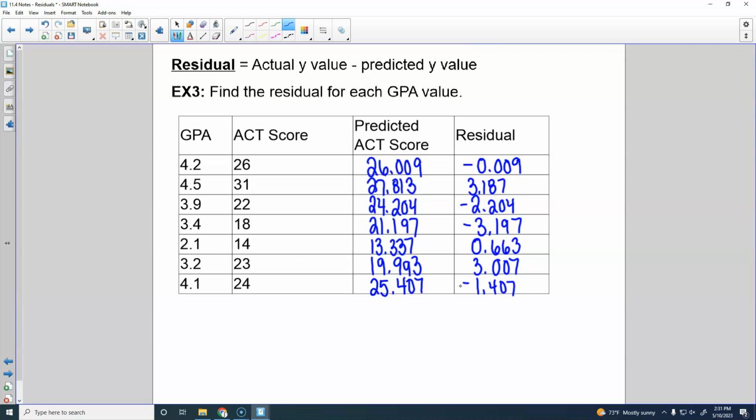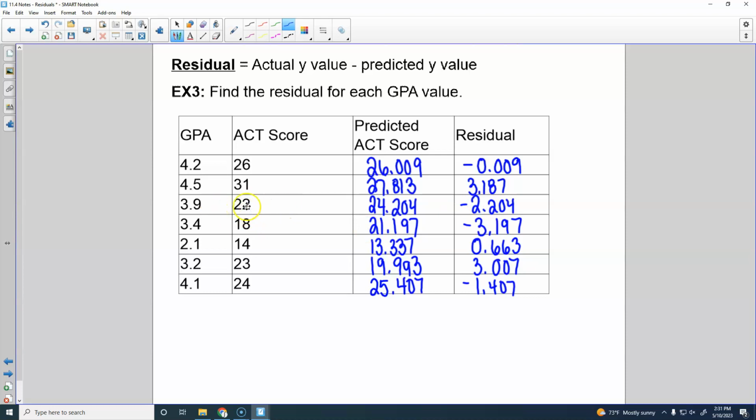Okay. Now, notice that we have some residuals that are negative, some that are positive. If we have a negative residual, that tells us that our dot is a little below the line. If we have a positive, it tells us we're above. So for example, if you had a residual of 3.187, that would mean you did 3.187 better than you were expected to do based on your GPA.